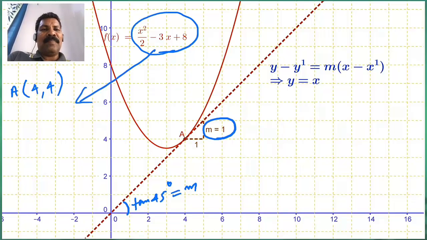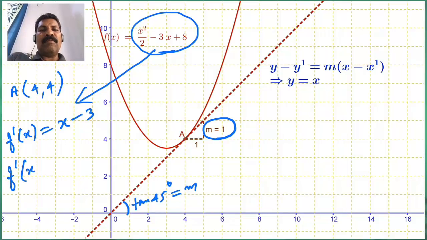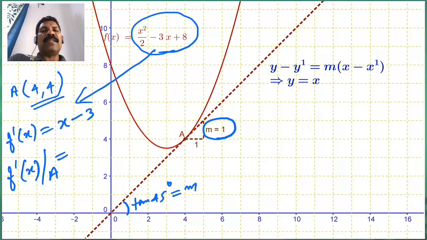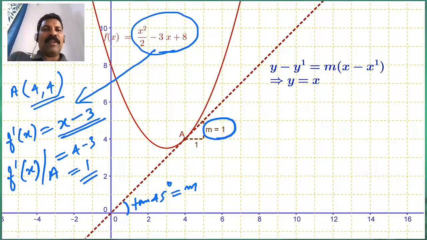That is very interesting. You take the derivative of the function, that is f dash x, that is equal to 2x by 2, which means x only, then minus 3, so x minus 3. Then you evaluate that derivative at capital A. What is capital A? 4, 4. So you have to substitute those coordinates in the obtained derivative, that is 4 minus 3, which is 1. Is it interesting? So we could find the slope of the tangent.